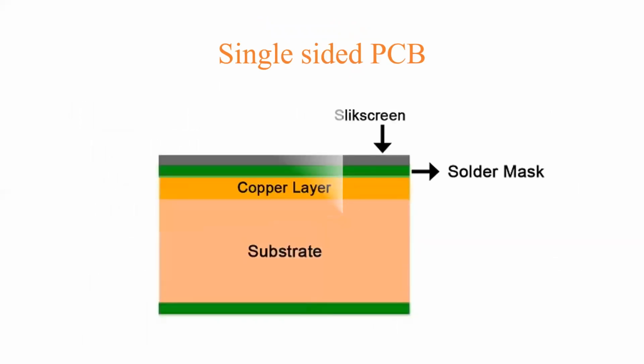So first we will see the single-sided PCB. You can see this figure. This is the single-sided PCB. Substrate is there. On that the copper layer is there. Then solder mask is there, and the silk screen is there.